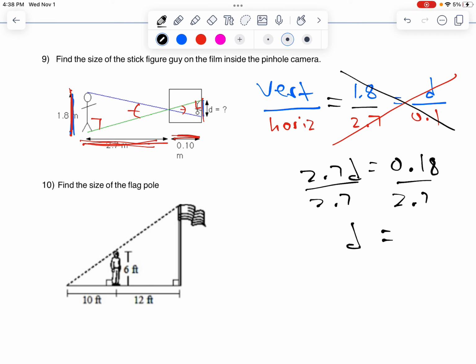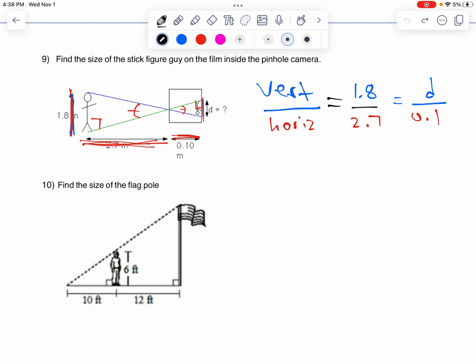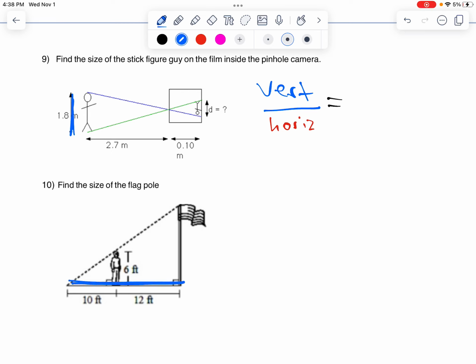Okay, so in the example below with the flagpole, same kind of idea. We're going to use the same vertical divided by horizontal equals vertical divided by horizontal. So I'll just keep that formula there. And let's color code this in blue. So vertical, let's do the big one. So we got this big distance right here. That whole distance, oh, hang on. I got my vertical and horizontals mixed up.